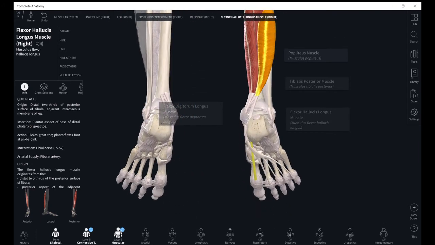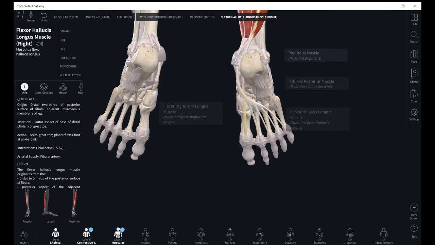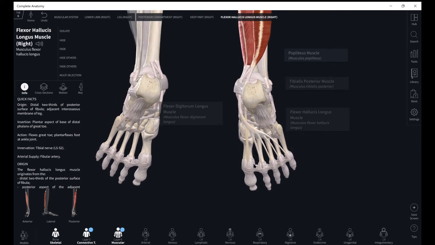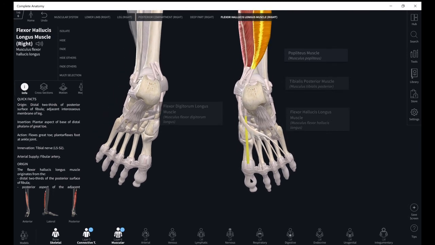So it's covered with a lot of connective tissue there. There's a tenosynovium, and then just more tissue. Its action: it flexes the great toe and plantar flexes the foot at the ankle joint. Again, innervation is via the tibial nerve, L5, S1, S2.